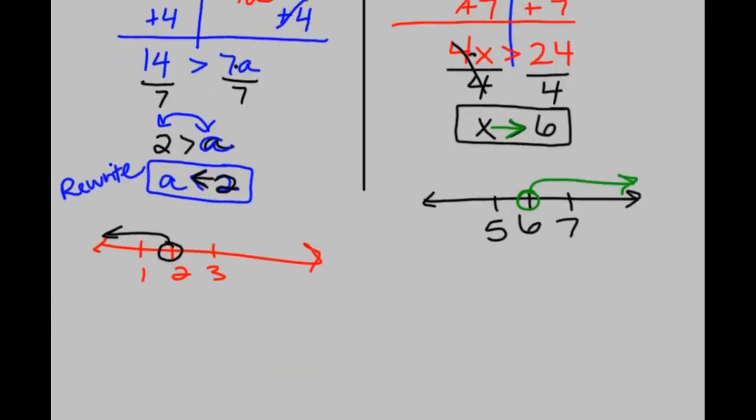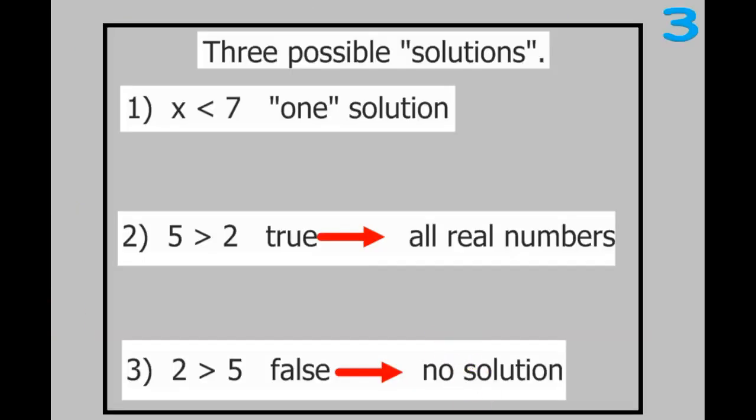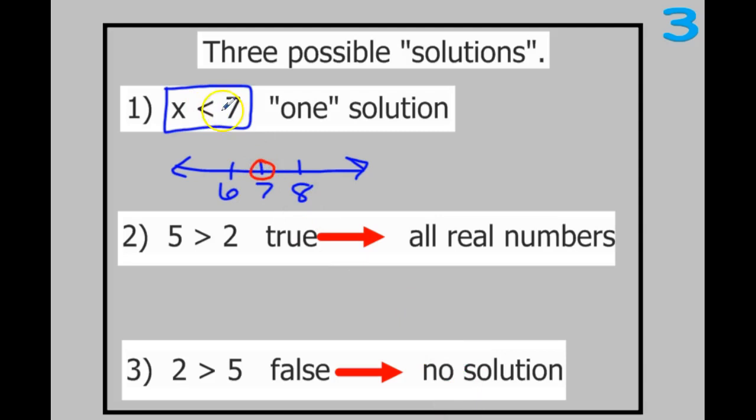So these ones all turned out to be nice numbers where we have a letter is less than or greater than a number. But now we're going to have a couple other options or possible solutions. First one is the one thing that we've already talked about. One solution, x is going to be less than 7. For example, on your number line, there's 7. Less than 7 would be an open circle pointing to the left. That's one answer because it's everything less than 7.